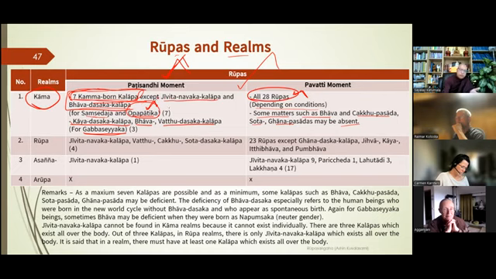For the Opapatika, let's look at them. They were born as grown-up persons. So without the eye, ear, nose and other faculties, we cannot say it is a grown-up person.